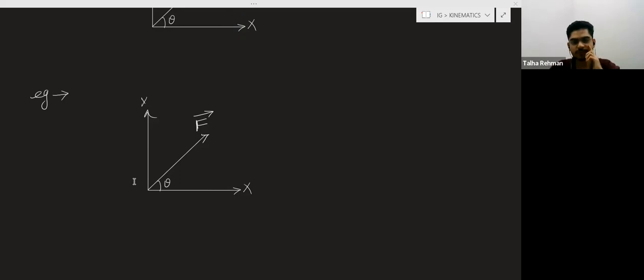Okay, so now focus. So suppose this force is acting. Are you able to understand what I want to say? Force is acting like this, and we are representing the force in the form of a vector because force is a vector quantity.